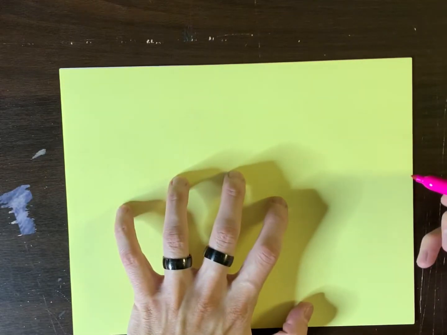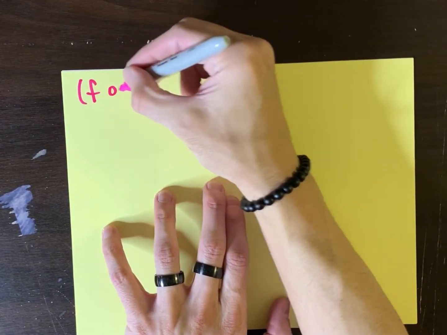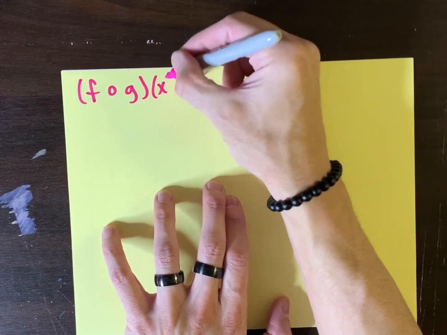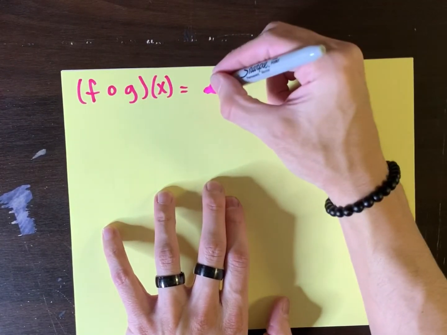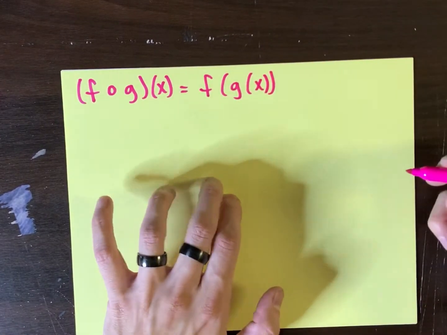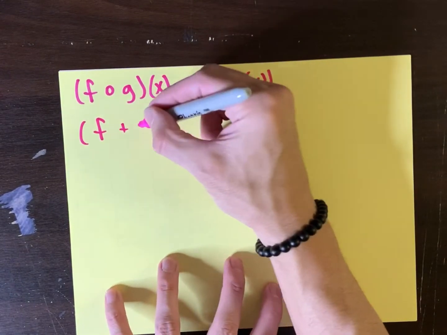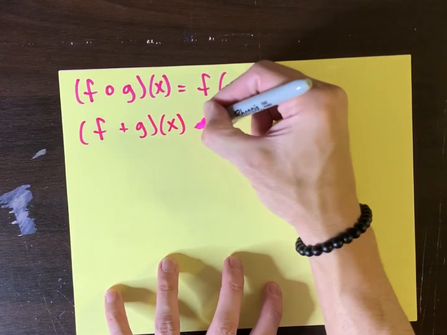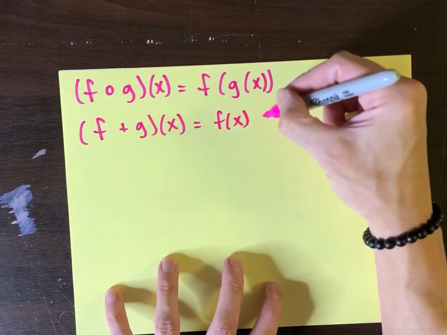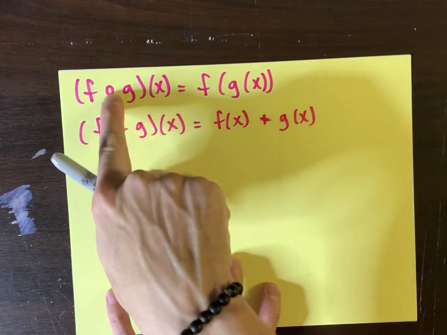So recall a couple of quick facts here. Recall that something like (f∘g)(x) can be expanded to become f(g(x)). This is called the composition, so we'll use this in a moment, as opposed to something like (f+g)(x) = f(x) + g(x). This is just an operation versus a composition.